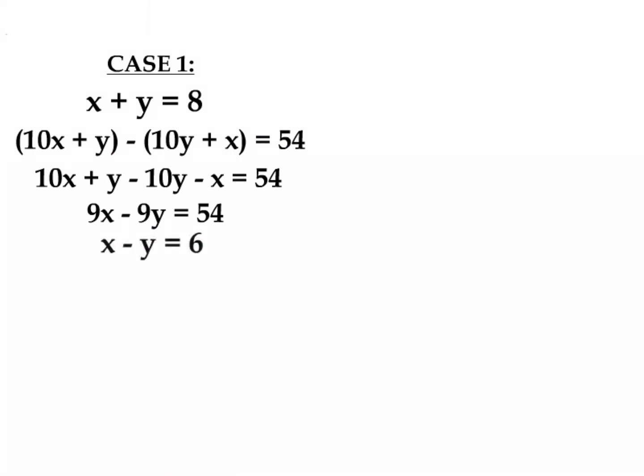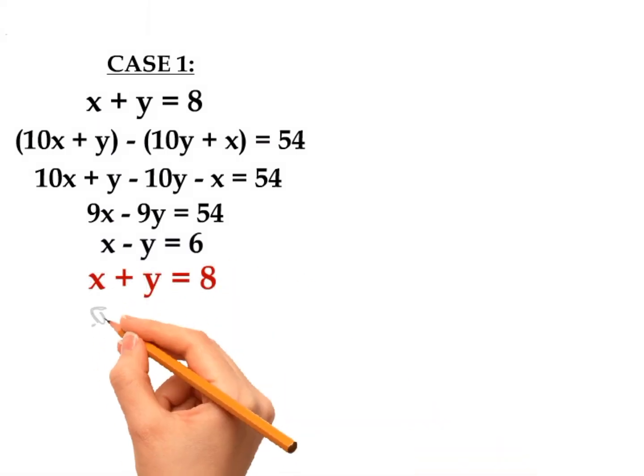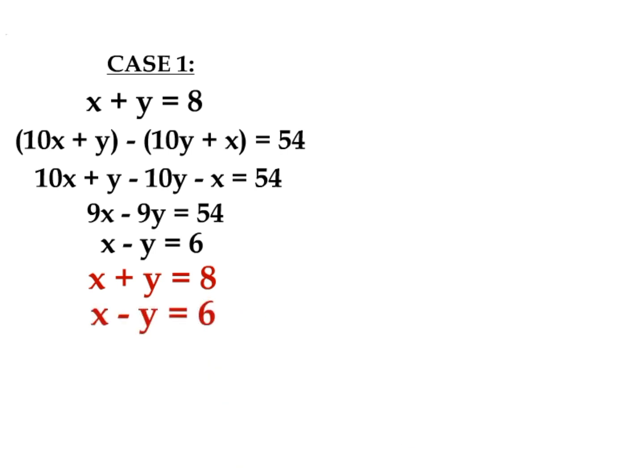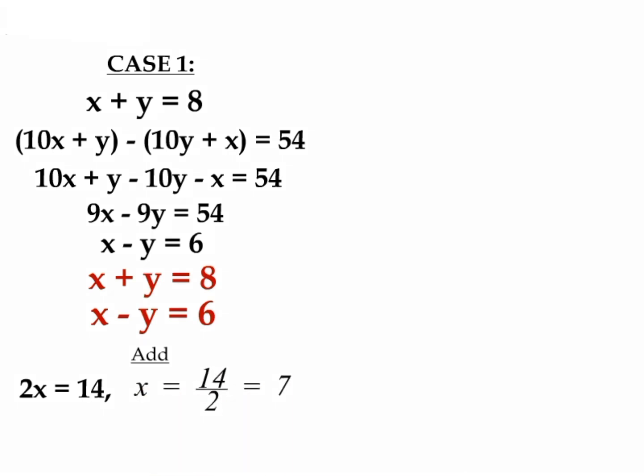Bringing our first equation closer to the simplified second equation, we arrive at x plus y equals 8, and x minus y equals 6. Let us solve this simultaneous equation easily by adding both equations. 2x equals 14, x equals 14 over 2, and x equals 7. And the value of y is 1.